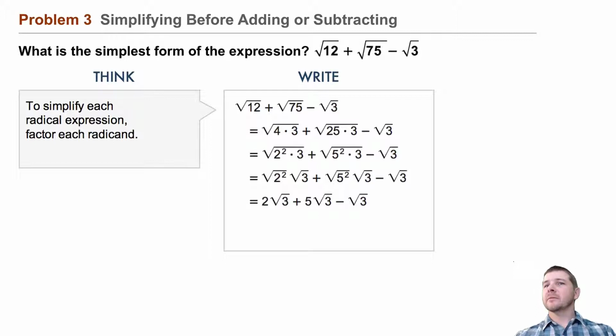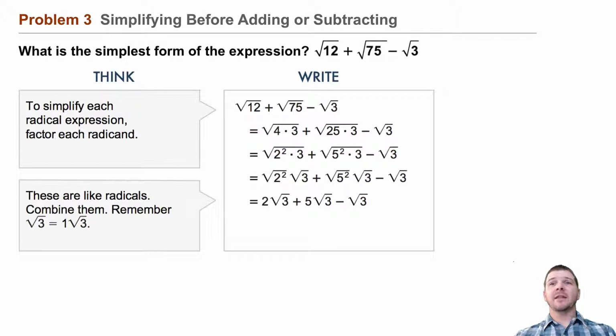square root of 3. At this point, think, these are like radicals. Combine them. Remember that the square root of 3 is equivalent to 1 times the square root of 3. And so what we have here are 2 square roots of 3 plus 5 more square roots of 3 minus 1 square root of 3. In total, that's 6 square roots of 3, and our final answer, the expression in its simplified form.